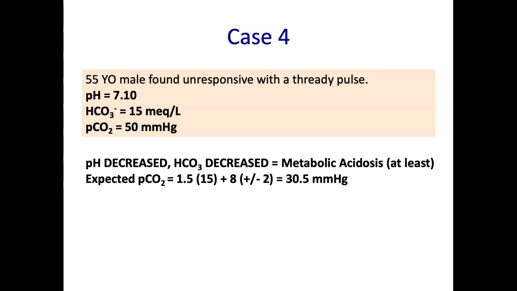1.5 times the bicarb, 15, plus 8, plus or minus 2, we get 30.5. So that tells me, if this was a pure metabolic acidosis and his brain was working, his lungs were working, and he could hyperventilate, he would hyperventilate down to a PCO2 of 30. But his actual PCO2 right now is what? It's 50. It's way higher than what I would expect it to be. So he is not compensating.